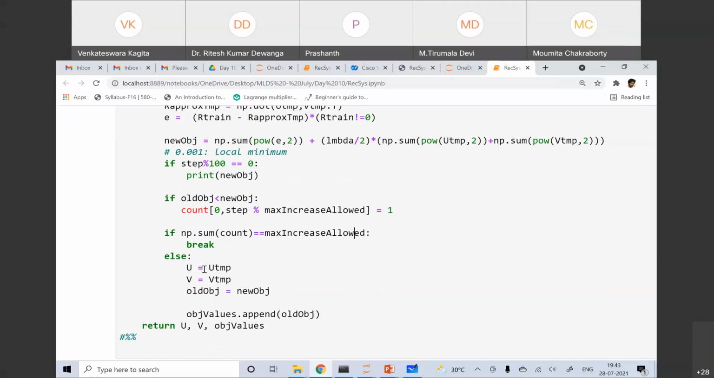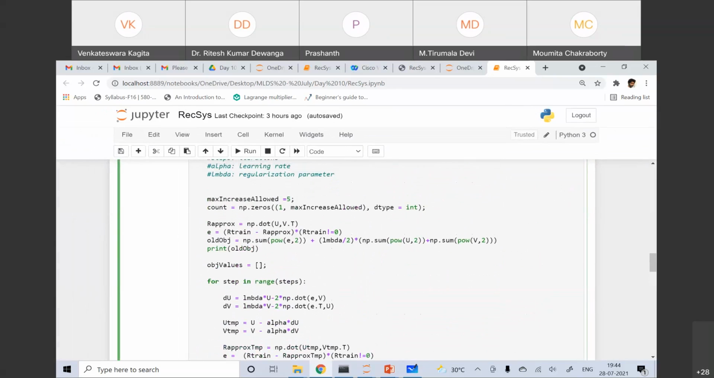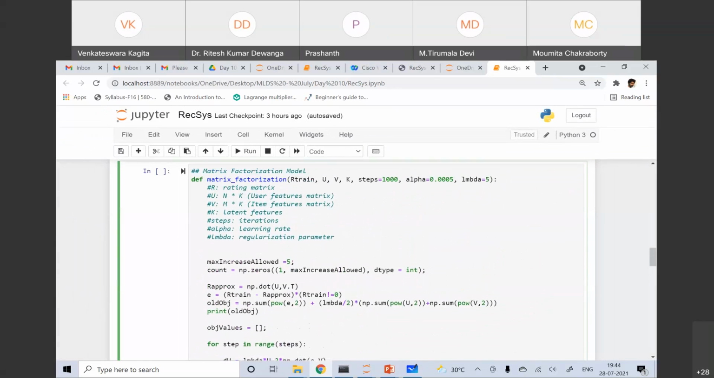Otherwise, you set U to U temp, V to V temp, and the old objective to the new objective, and repeat the procedure. You append these objective values to the objective values list, because you want to monitor them. Finally you return the optimal U and V, and the objective values over the number of iterations. So this is a simple matrix factorization technique. Very simple, right? You are randomly initializing U and V.